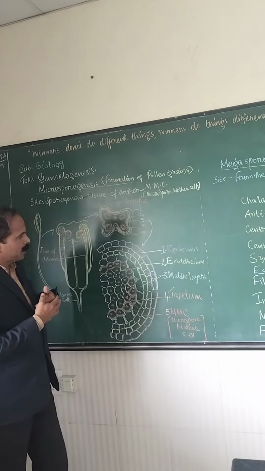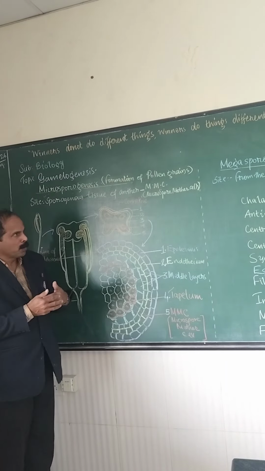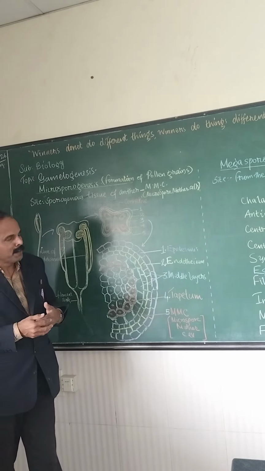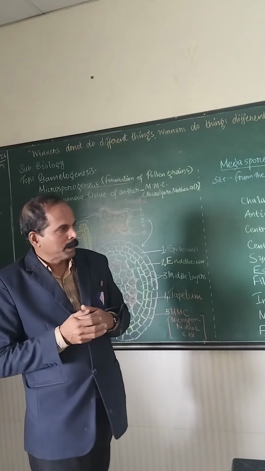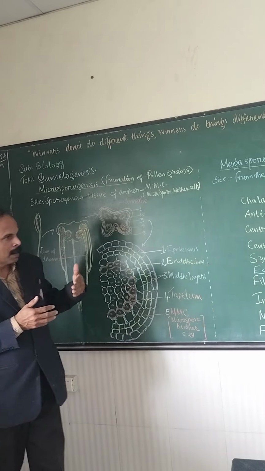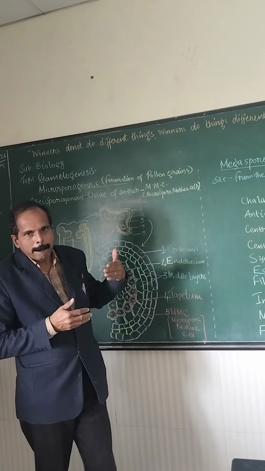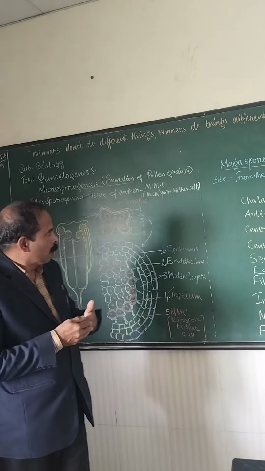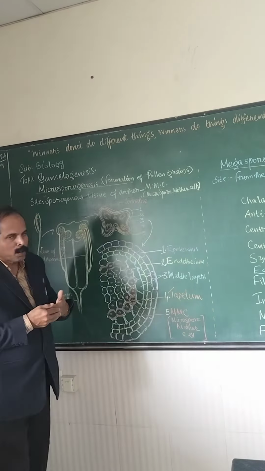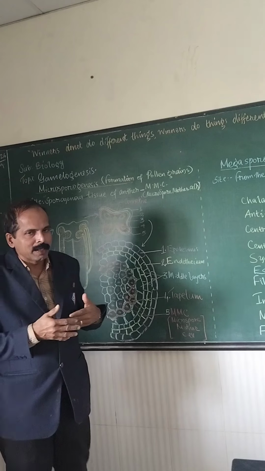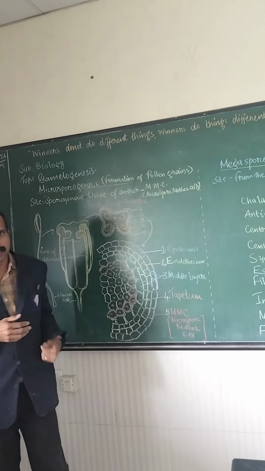Let's start today's class with the quote: winners do not do different things, winners do things differently. Today we will be discussing the pre-reproductive events in angiosperms, the gametogenesis of microsporogenesis and megasporogenesis. You may get diagram-based questions for labeling in the board exams. So here it goes.